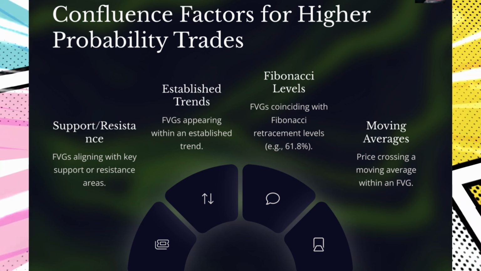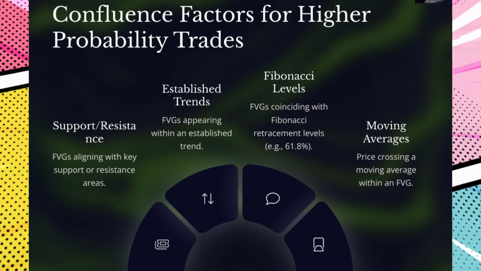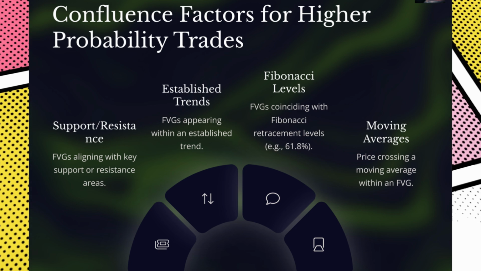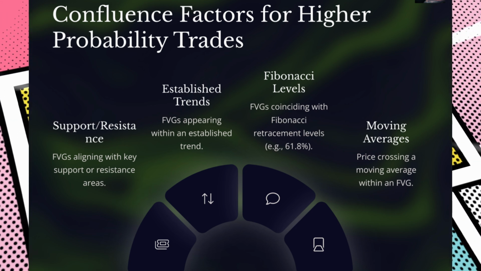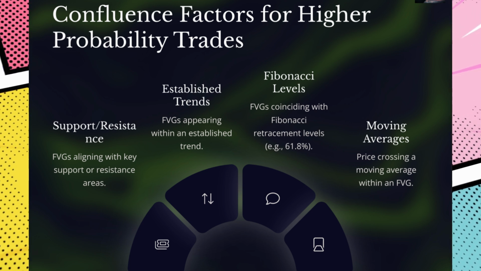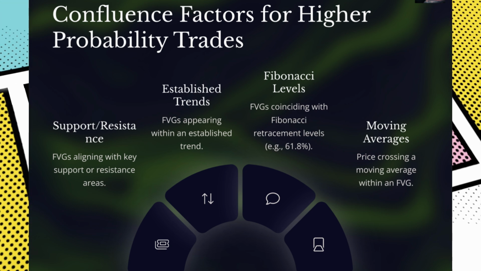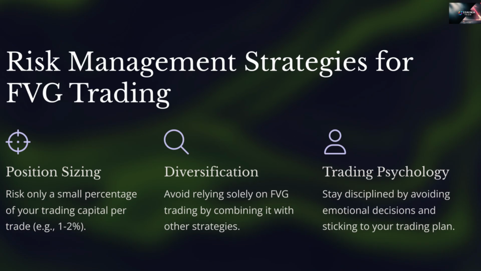Confluence factors for higher probability trades. Support, resistance: FVGs aligning with key support or resistance areas. Established trends: FVGs appearing within an established trend. Fibonacci levels: FVGs coinciding with Fibonacci retracement levels, e.g. 61.8%. Moving averages: price crossing a moving average within an FVG. Risk management strategies for FVG trading.